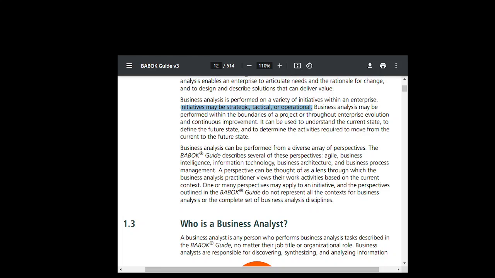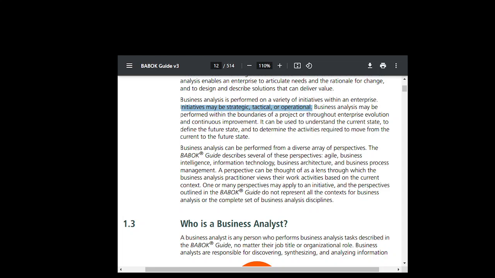Or operational. You already know what operational is. When a business or a system goes live, it becomes operational. That means it's continuous. So, as a business analyst, you are at times called into operational systems. Systems are already live, but they need continuous improvement. So, it's just telling you that these are the different areas within an enterprise where business analysis duties are performed.